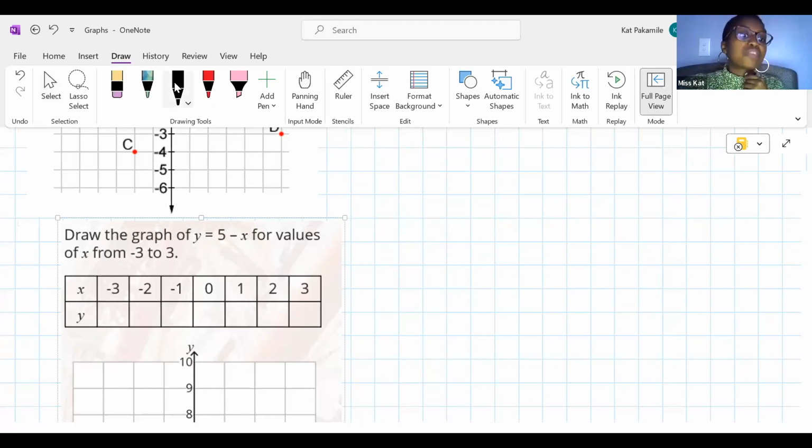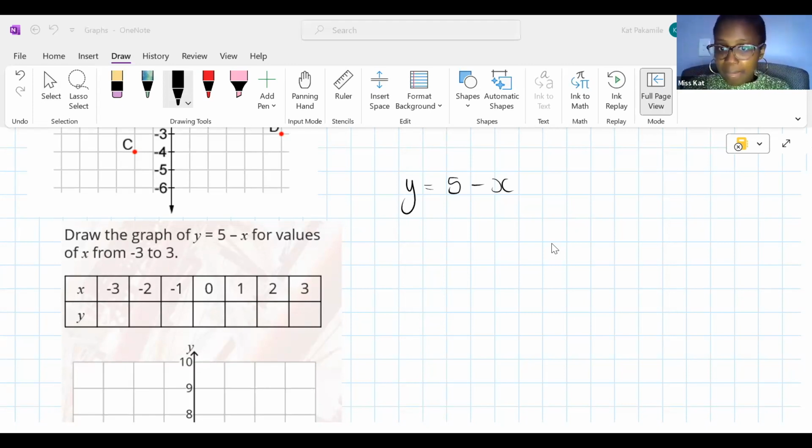So let's first fill in my table. The formula for this table has been given to us. Y is equal to 5 minus X. So what is my output for -3? Anyone? Remember, you substitute -3 where there is an X.